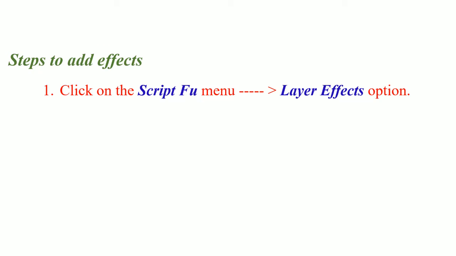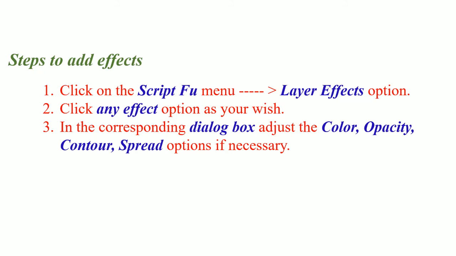Then steps to add effects. If you want to add effects, go to the script flow menu. In the script flow menu, select the layer effects option. Then click any effect as you wish. If you want to change it, you can change the color, opacity, contour and spread, and finally click the OK button.